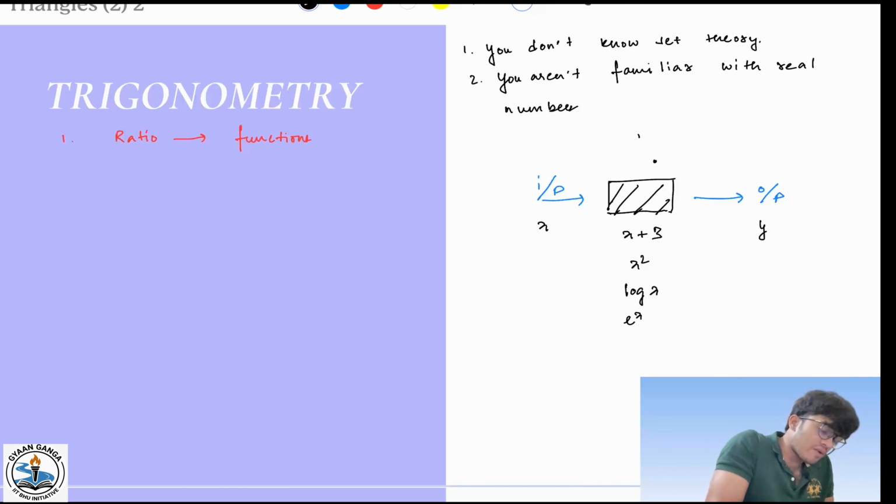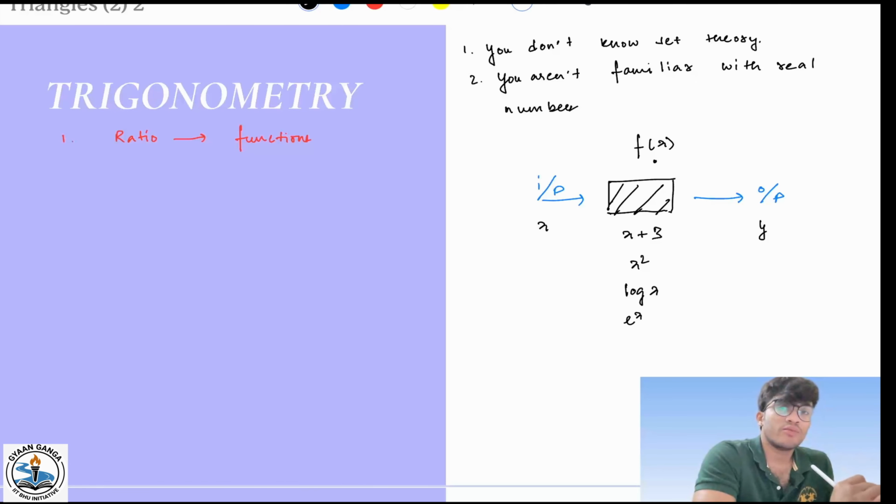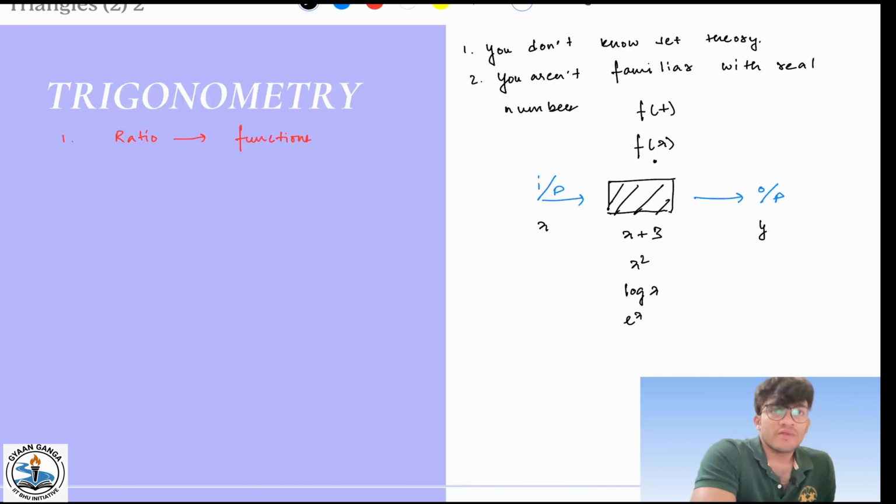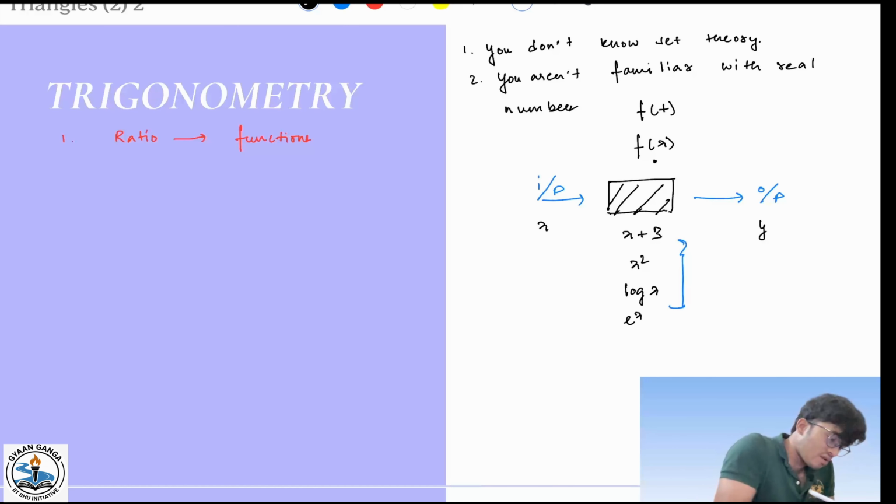It is typically denoted by, let's say, f and f of x. x in close brackets means that the function is being applied on input x. So f of t would mean that the function is being applied on this variable t. Just like the functions that I have mentioned here, a type of function is these trigonometric functions.